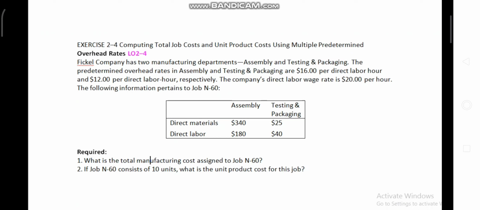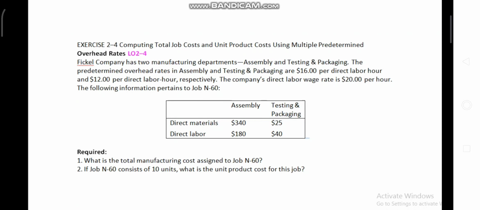So the question here is asking us to calculate the total manufacturing cost assigned to job N60. Now job N60 has two departments, assembly and testing and packaging department. So to calculate the total manufacturing cost, we need the entire data. And the second requirement says that if this job consists of 10 units, then what would be the unit product cost for the job?